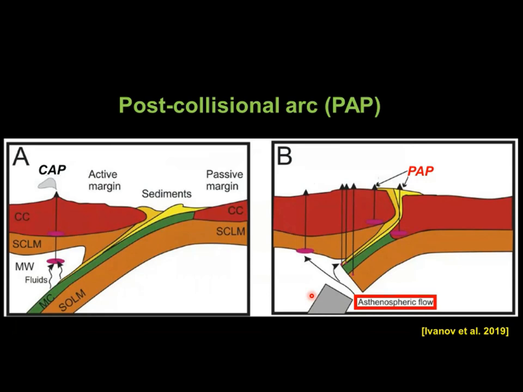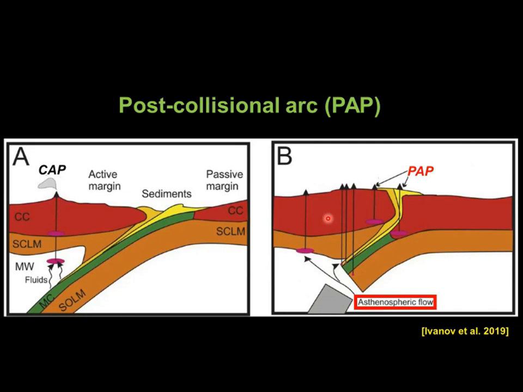And during these extensional periods, and because the oceanic slab breaks off in the post-collisional arc setting, that opens the gap for really, really deep asthenospheric mantle input. Normally the subducting continental slab blocks the asthenosphere off, but in post-collisional arc settings, because it breaks off, it opens the window. So some very deep asthenospheric mantle input also gets into the magmatic source.